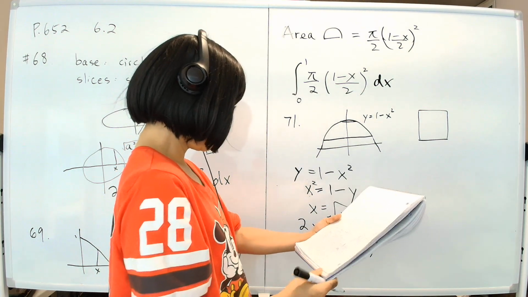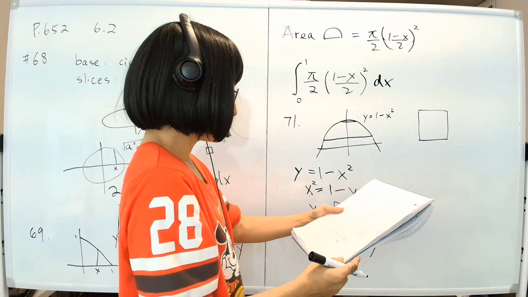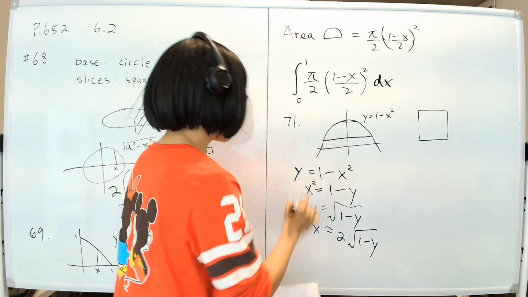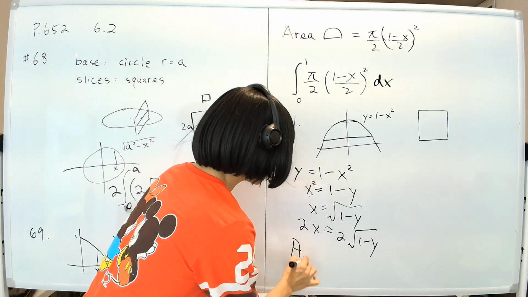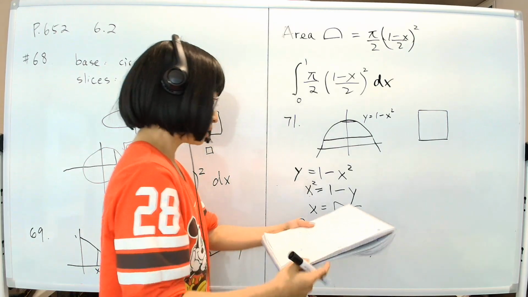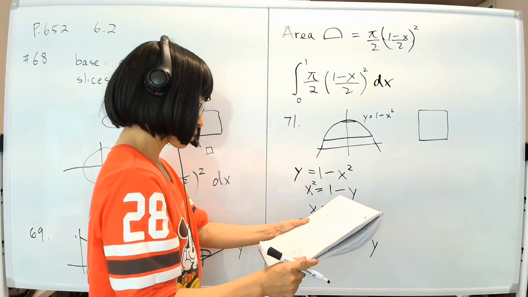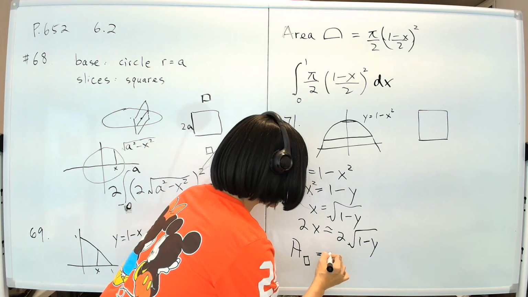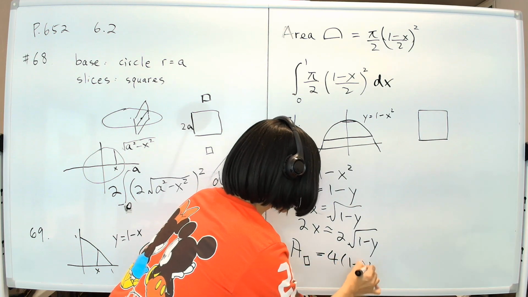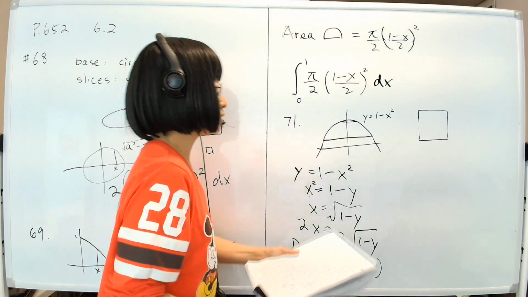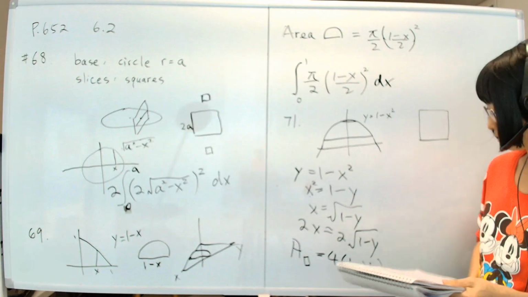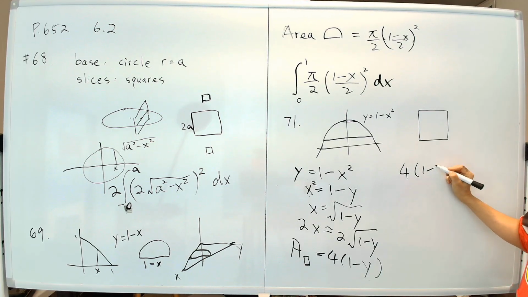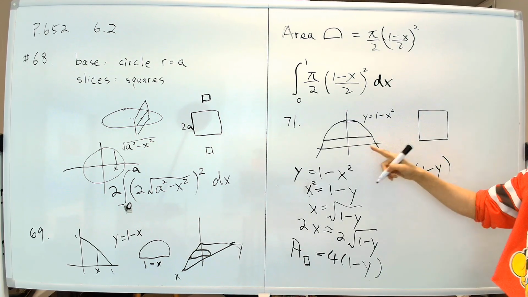And then we need to figure out the area of one sample square here. The area of the square then equals this thing squared, which is 4 times 1 minus y. That is our area. And therefore, finally, the volume of all of this stuff is equal to the area, 4 times 1 minus y, times dy, because that's the little thickness.